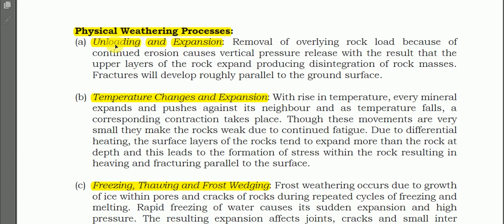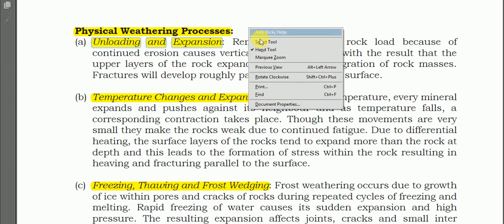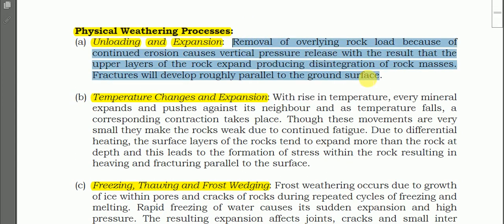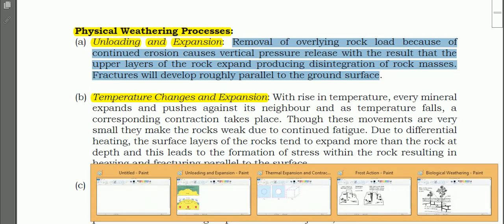The first physical weathering process is unloading and expansion. Let us read. Removal of overlying rock load because of continued erosion causes vertical pressure release, with the result that the upper layers of the rock expand, producing disintegration of rock masses. Fractures will develop roughly parallel to the ground surface. Let us see one diagram.